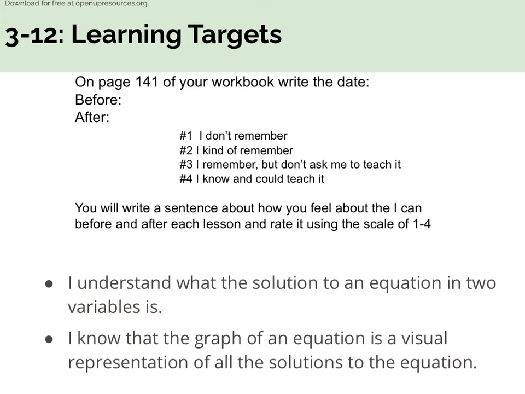Go ahead and give yourself a sentence and also a number. 1, I don't remember. 2, I kind of remember it. 3, I remember, but don't ask me to teach it to my friend. But then 4, I do get it, and I can also teach it to my friend. Give yourself a sentence and the numbers 1 through 4.